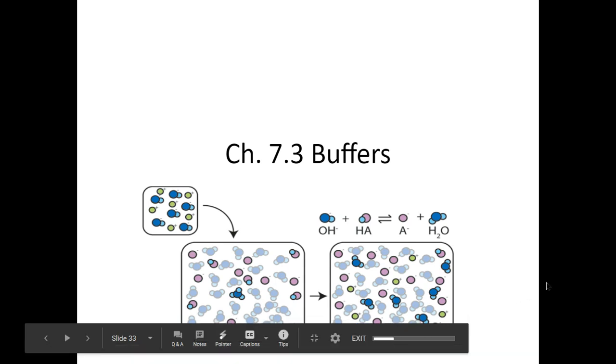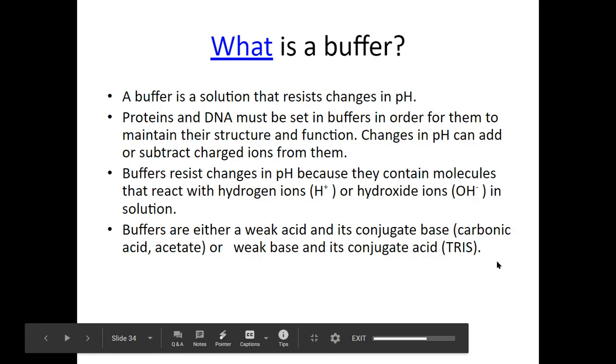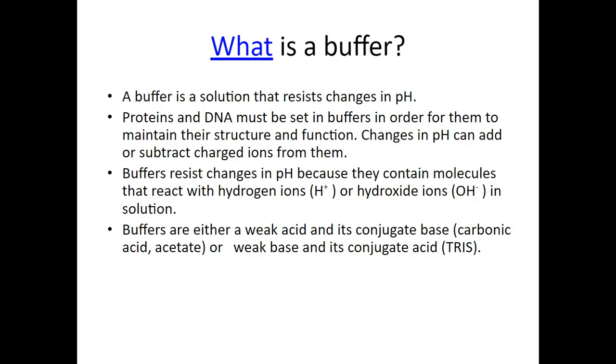Okay, folks, this is about buffers, 7.3. So what is a buffer? Well, a buffer is a solution that resists changes in pH, and proteins and DNA must be set in buffers in order for them to maintain their structure and function. Changes in pH can add or subtract charged ions from them. So buffers resist changes in pH because they contain molecules that react with hydrogen ions and hydroxide ions in solutions.